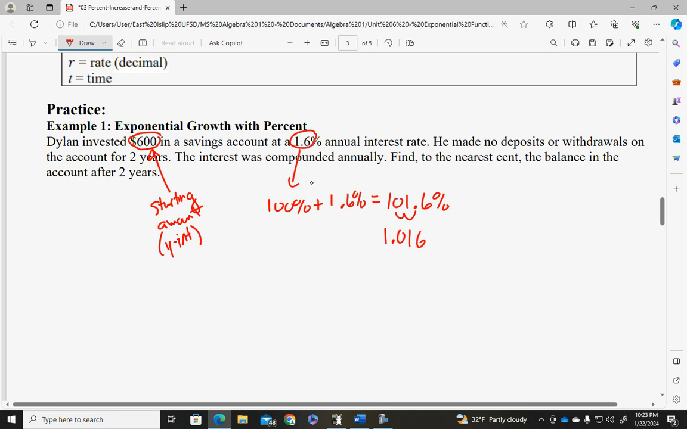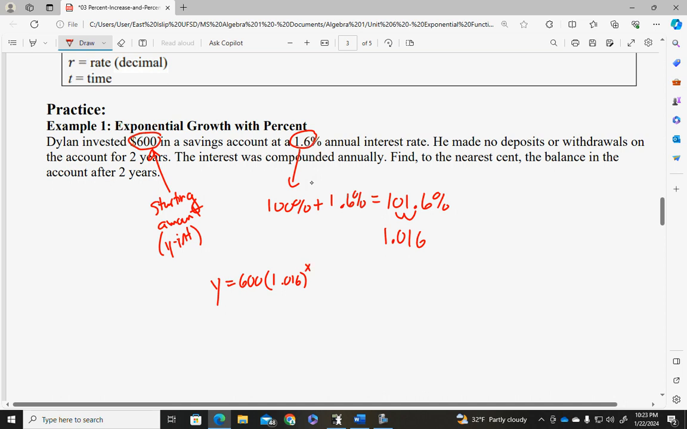So that means I could say that y equals, right? I want to write it as a function, so I start with y equals, or f of x equals, the y-intercept, which is 600, times the base, which is 1.016, and that gets raised to the x power.